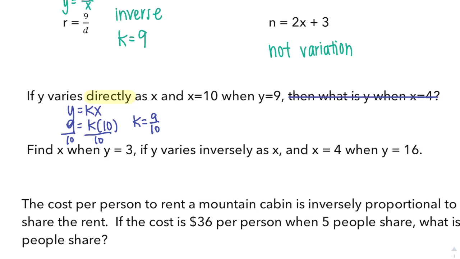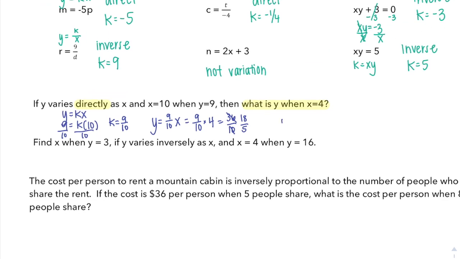So I now have a formula for any direct variation problem related back to this, because they told you when x was 10, y is 9, which means y equals 9/10 times x. There's my rate, 9/10. Now I'm going to go back and read the second part. What is y when x is 4? So what's y when x is 4? Well, just plug in 4 for x. So what's 9/10 times 4? Remember, 9 times 4 is 36. 36 over 10 reduces to 18 over 5. And leave your answers in the proper fractions. So that's my answer. Y is 18/5.